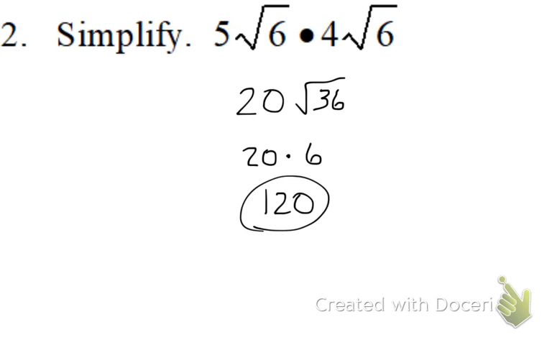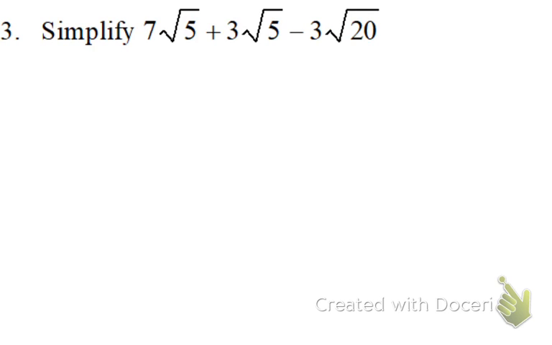It's up to you whether you need this step in here. We've got 7 square roots of 5 plus 3 square roots of 5. That's 10 square roots of 5. And then we still have this minus 3 square roots of 20. Let's work with that and see if we can simplify that sum.